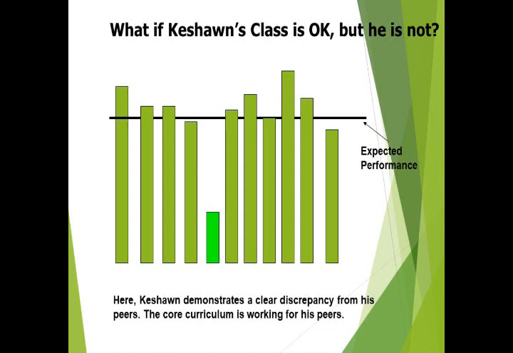What if Kashan's class is okay and he's not? So we're looking here. Kashan demonstrates a clear discrepancy from his peers, and the core curriculum is working for his peers. So we want to be careful when we look at data. We want to make sure what we're looking at. Are we looking at a whole group? Are we looking at a school? Are we looking at an individual compared to a classroom, an individual compared to some other piece of information?